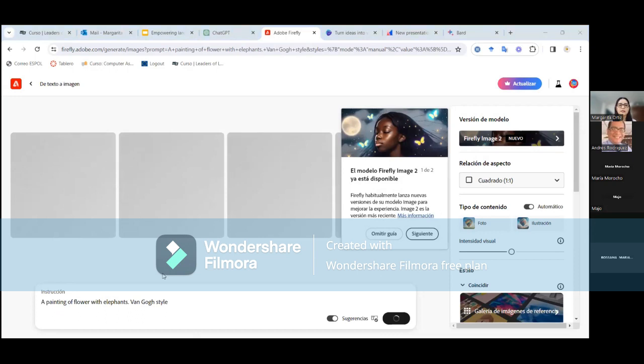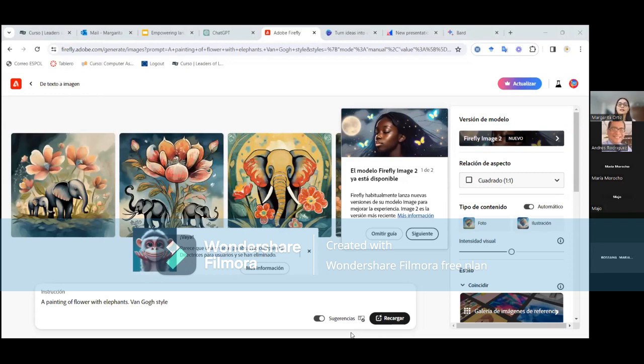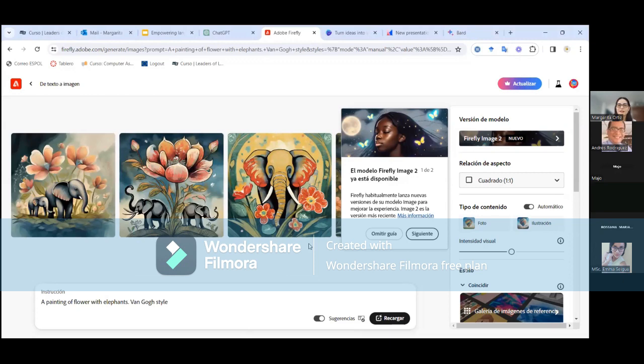Okay. And now the computer is thinking, it's taking the information from internet all over the world, and it's now trying to generate something similar to what I'm asking, you see? Okay. And now you see it generated some images.